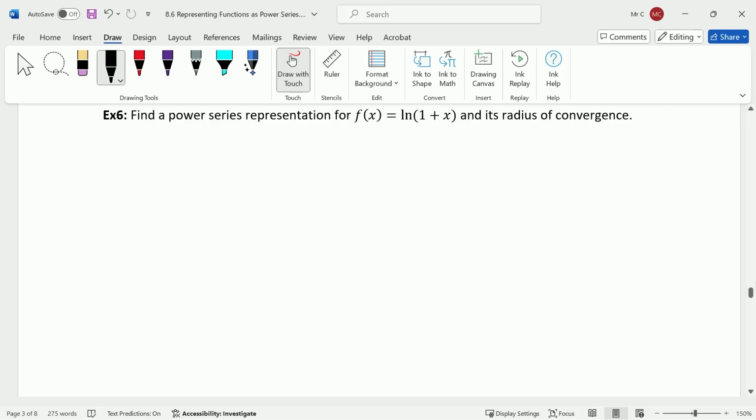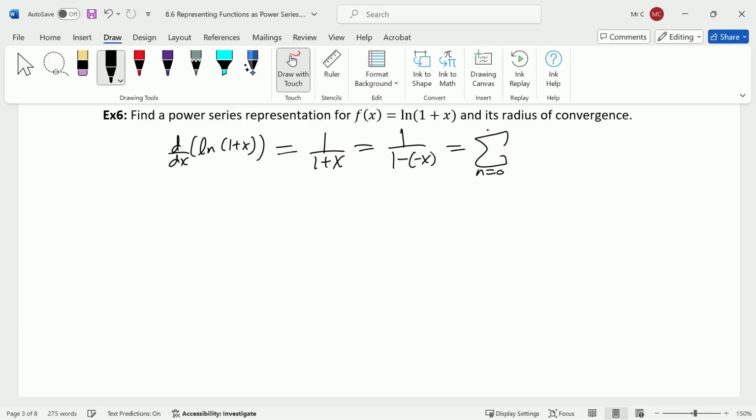Well, again, this comes down to, do I have an antiderivative or a derivative for the natural log that looks like 1 over 1 minus r, kind of? And I do, because the derivative for ln of 1 plus x is just 1 over 1 plus x. And this is the same thing as 1 over 1 minus negative x. And so this is the sum from n equals 0 to infinity of negative x to the n power, which is the sum from n equals 0 to infinity of negative 1 to the nth power times x to the nth power.